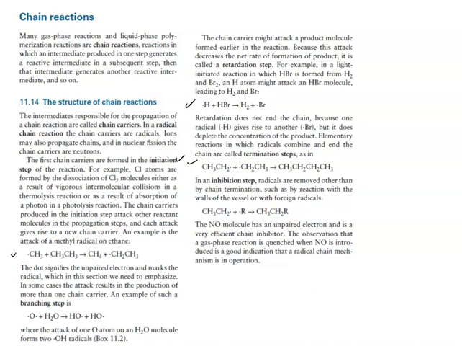Now, in an inhibition step, radicals are removed other than by chain termination, such as by reaction with walls of the vessel or with foreign radicals. So, in this case, an ethyl radical can interact with some other random radical R, and in this particular case, the NO molecule has an unpaired electron that is a very efficient chain inhibitor. So the observation that a gas phase reaction is quenched when NO is introduced is a good indication that a radical chain mechanism is actually the mechanism of operation.